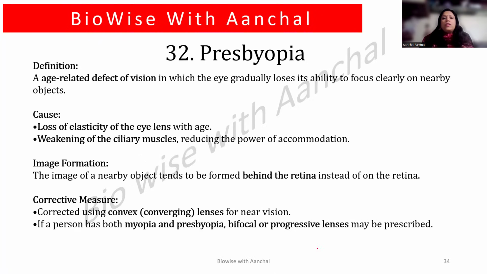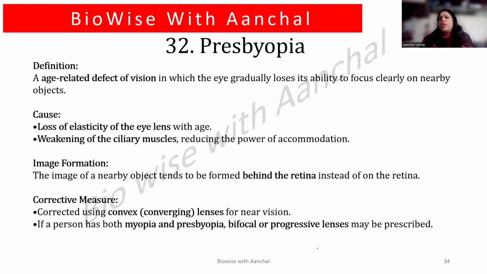Okay. Next one is presbyopia. This is an old age problem. So it's the age-related defect of vision in which the eye gradually loses its ability to focus clearly on nearby objects. The reason is the muscles holding the eye lens. Name the muscles holding the eye lens. Write 32 and write the answer. The muscles holding the eye lens. Now, loss of elasticity of the eye lens with age, weakening of the ciliary muscles, reducing the power of accommodation.